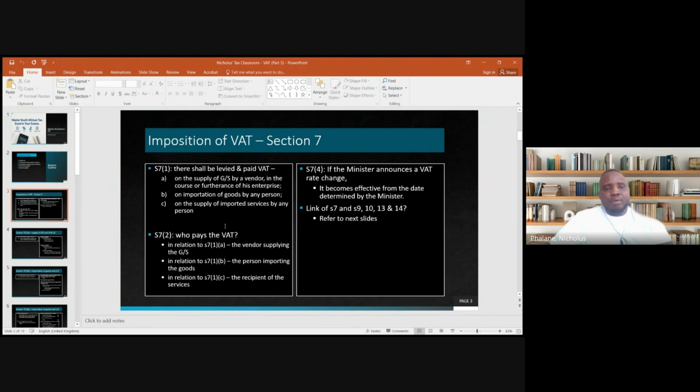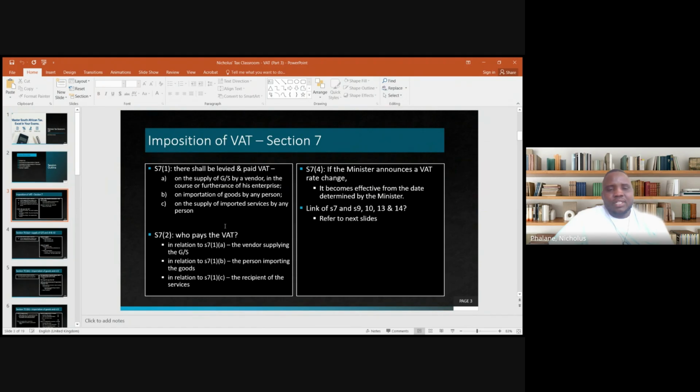So I think then we know that in terms of Section 7, we have output tax, Section 7(1)(a), and then we have tax on the importation of goods and tax on importation of services. I'm just saying the tax. So it's a VAT on importation of services, VAT on importation of goods, not output. But then Section 7(1) is output tax. All right. Then who pays the tax on the above?